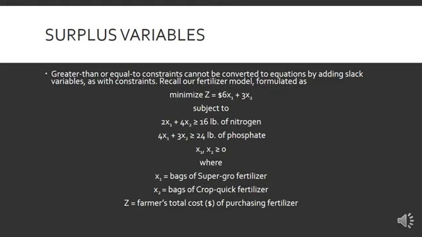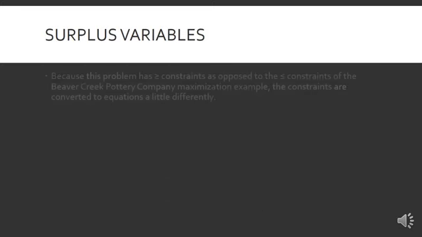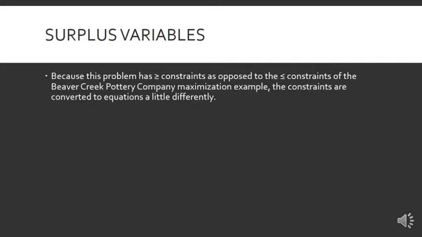So, recall our fertilizer model formulated as minimize z is equal to 6x1 plus 3x sub 2. Okay, so nandyan yung ating tinatawag na fertilizer model. Malinaw sa atin ito, ano? Because this problem has a greater than or equal to constraints as opposed to the lesser than or equal to constraints of the Beaver Creek Pottery Company maximization example, the constraints are converted to equations a little differently. So, titingnan nyo to medyo mas kakaiba ito kaysa dun sa slack variables.